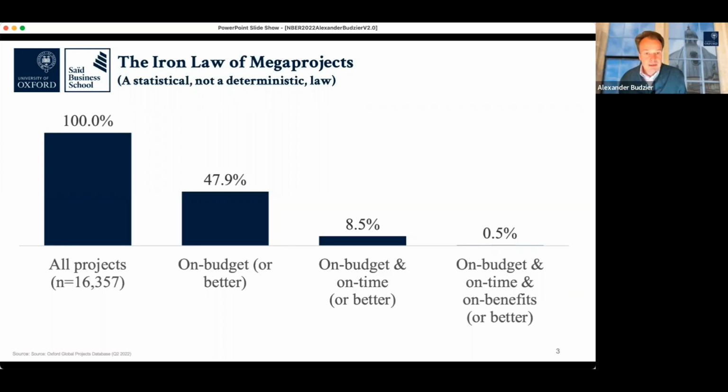My colleague Bent Flyvbjerg, who's probably a household name in this beautiful audience, has called this a long time ago the Iron Law of Megaprojects, that projects are over budget, over time, and under benefits over and over again. Or you could flip that around and simply say, it is just showing how hard it is to get the uncertainty right.